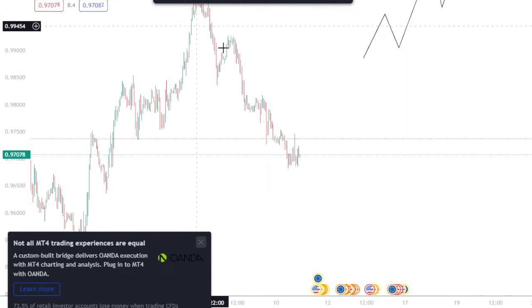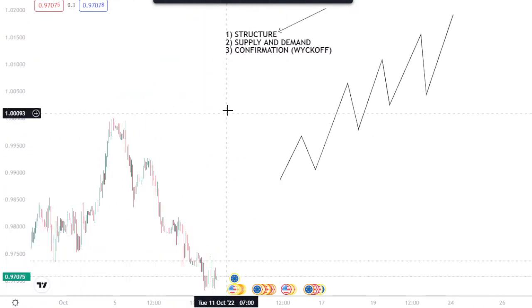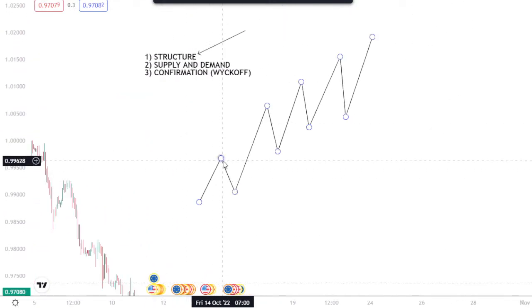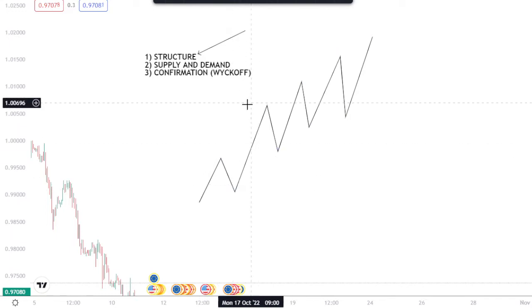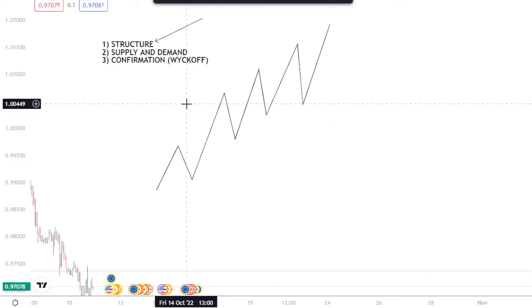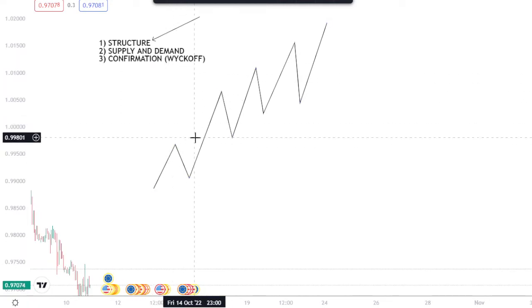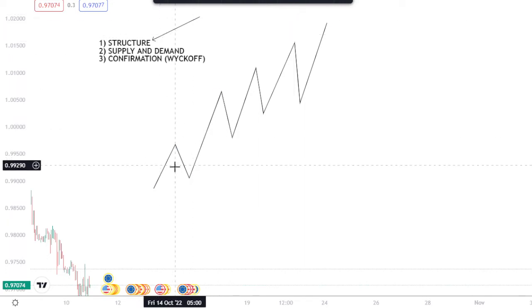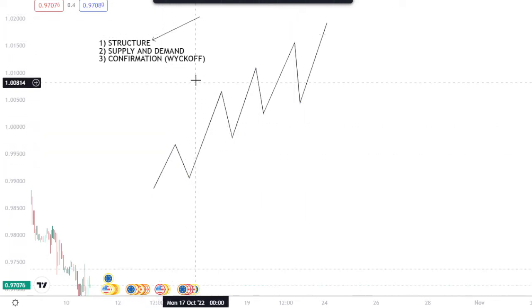So now let's proceed to what I was talking about. I was saying market moves like this, making higher lows, higher highs, higher lows. So what happens now when the market is moving like this? Whenever it's moving like this, this is a structure that we are talking about.